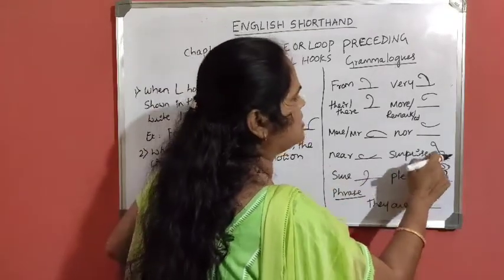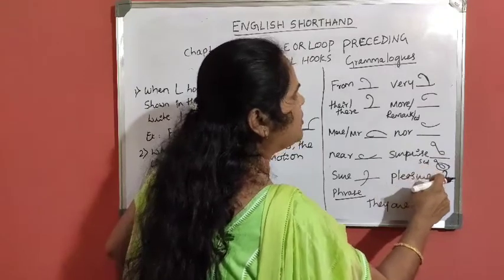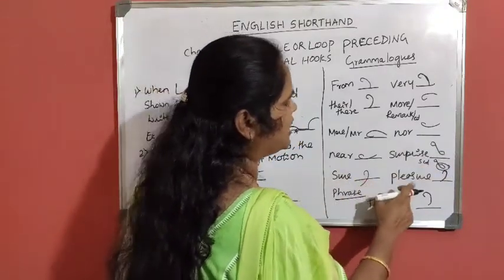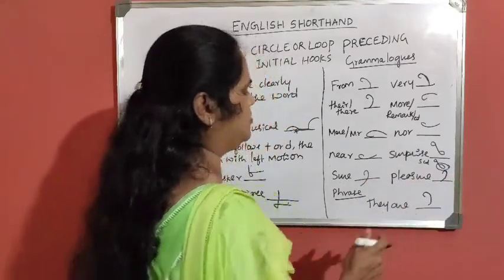Surprise, surprised. Circle S, P, circle S. Here circle S, P, ST loop. Then sure, sure through the line. Pleasure, jar on the line. This is the phrase they are.